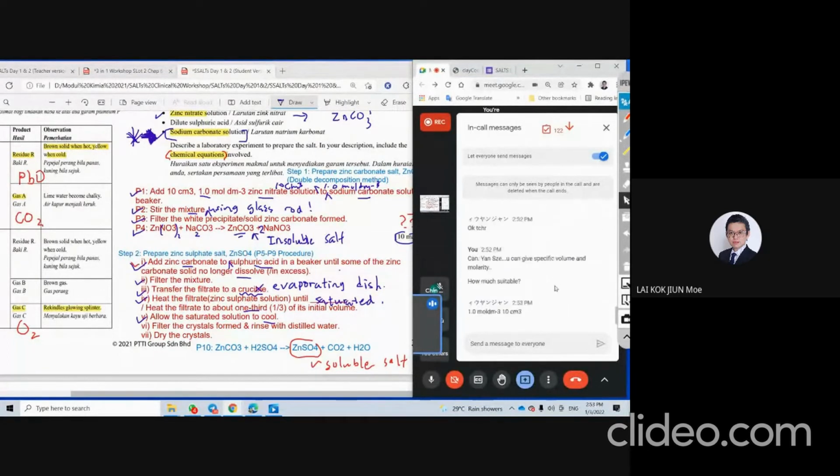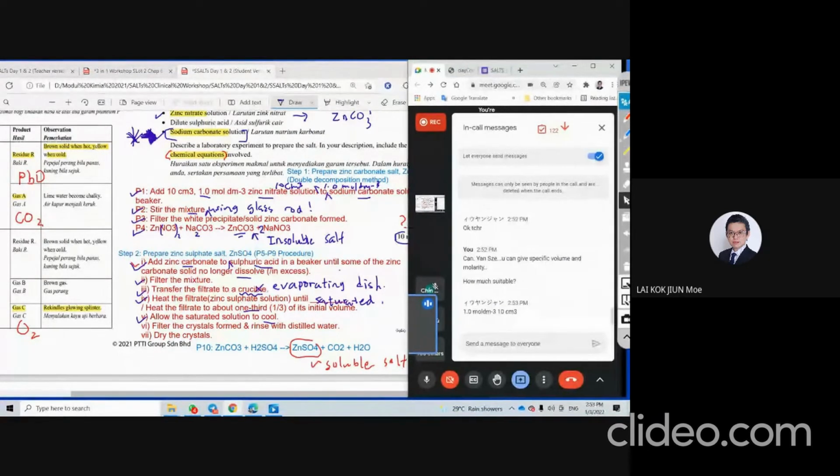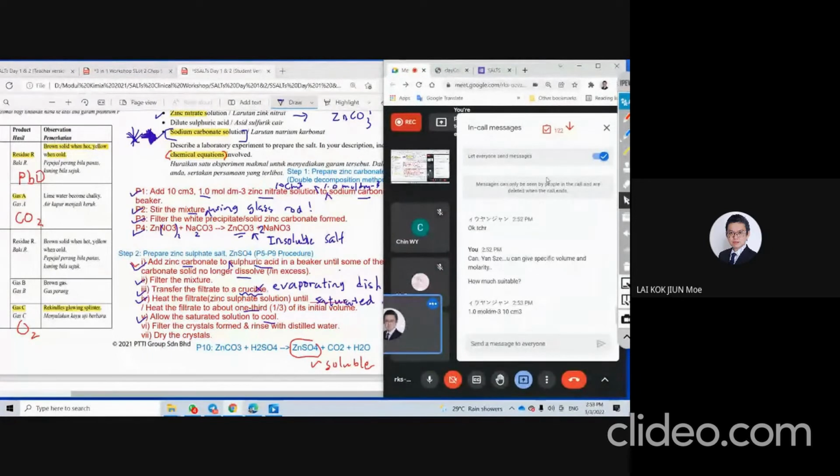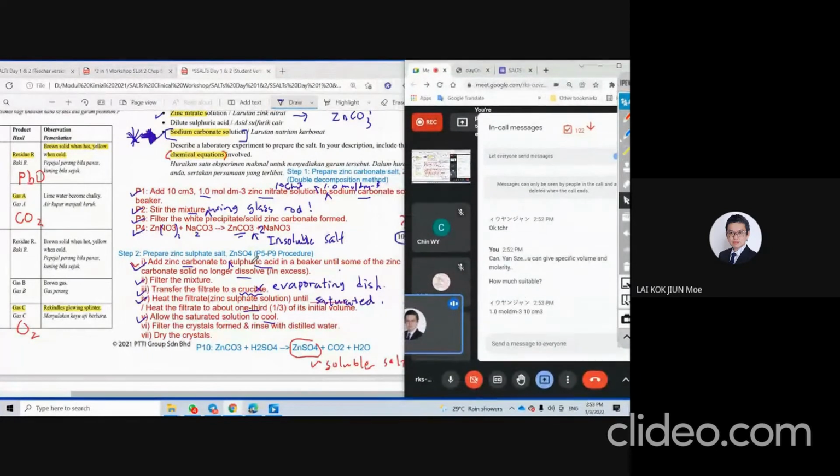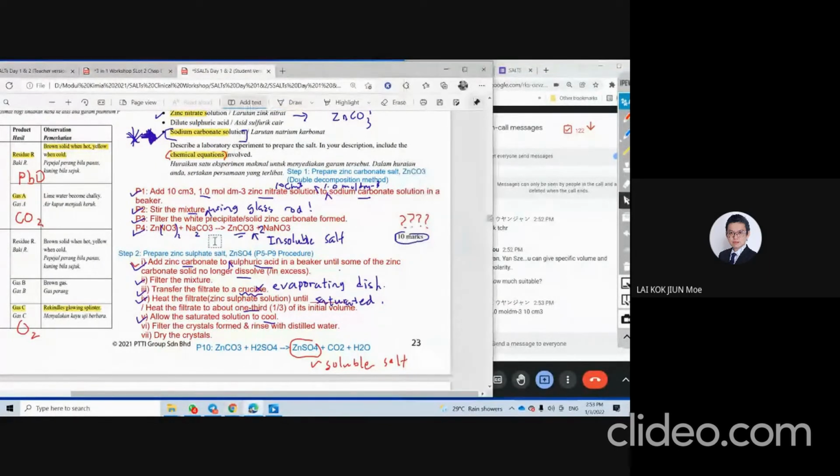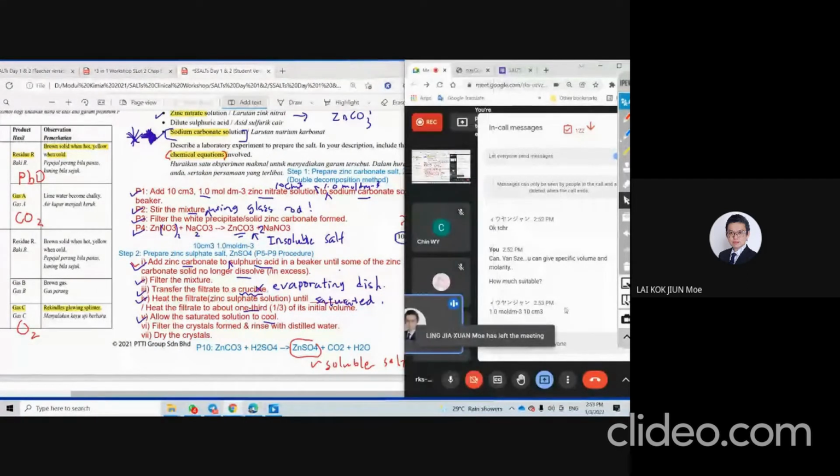Okay, you can just suggest any volume, that is good. You just put 1.0, you follow, very good, no problem. 1.0 is actually good, because 1.0 is not so strong. Okay, it's normal. Good, good, good.